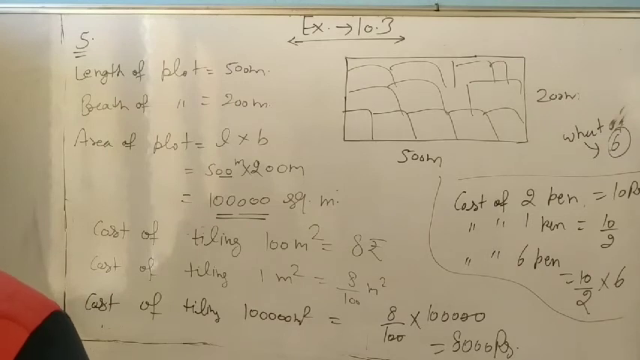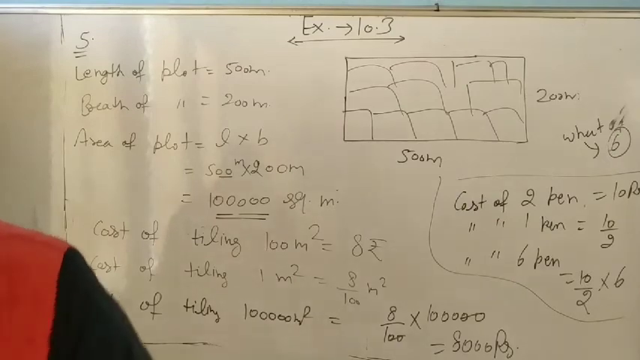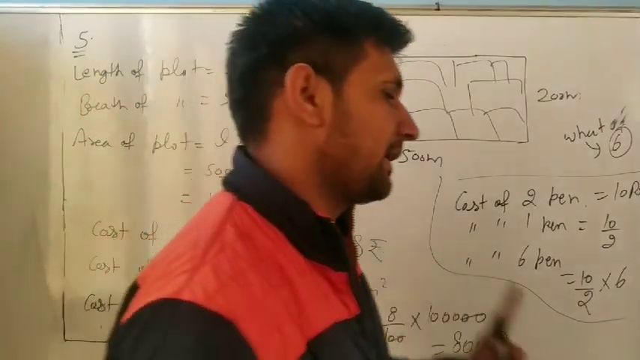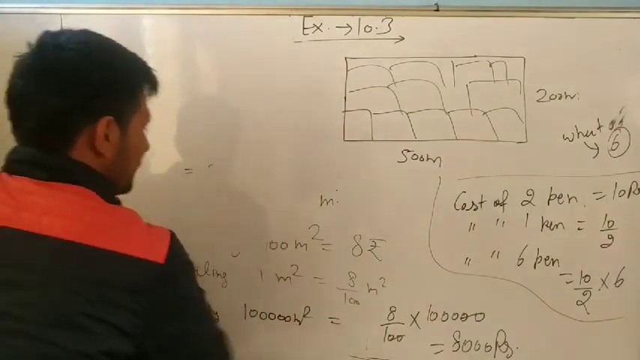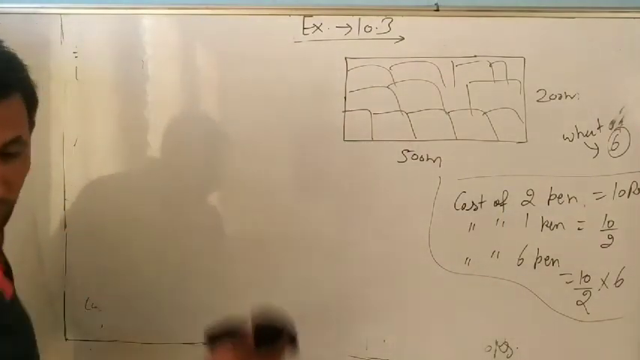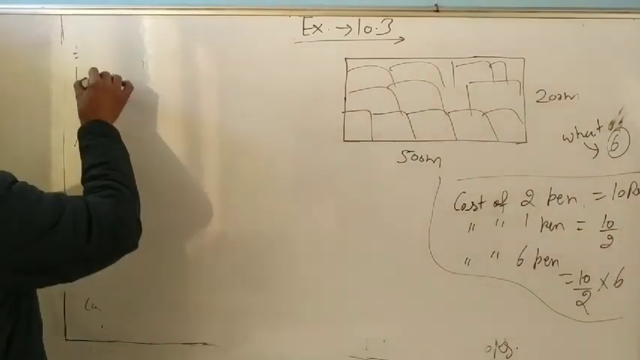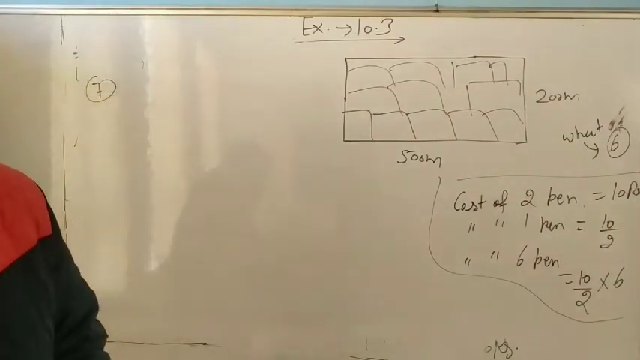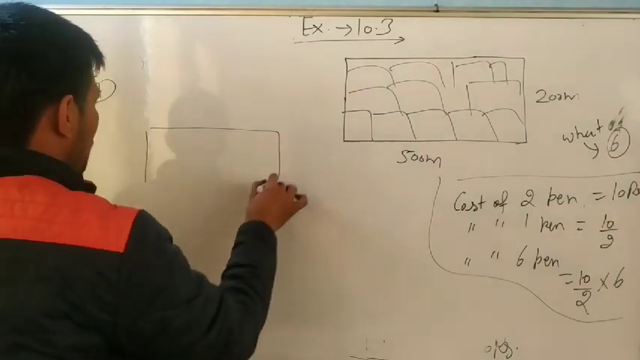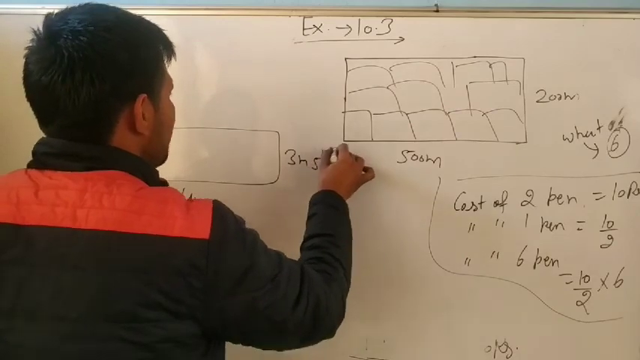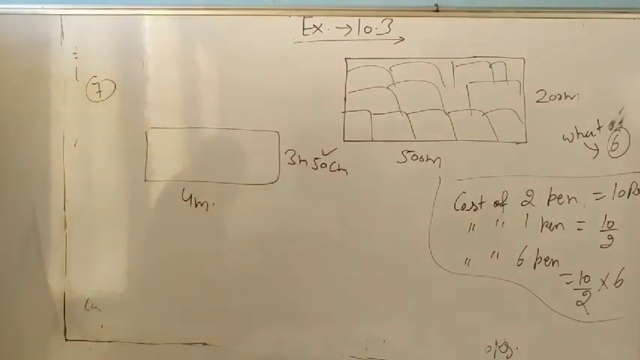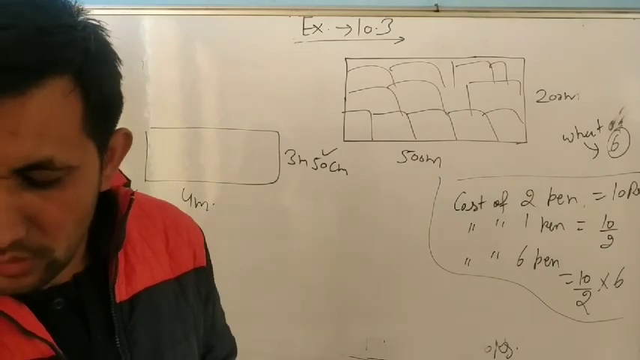One more. Which one do you want to do? Question number 7, you will do yourself. Same as it is question. Question number 7, do yourself. It is your homework. What is given in question number 7? A room is 4 meter long and 3 meter 50 centimeter wide. How many square meter of carpet is needed to cover the floor?